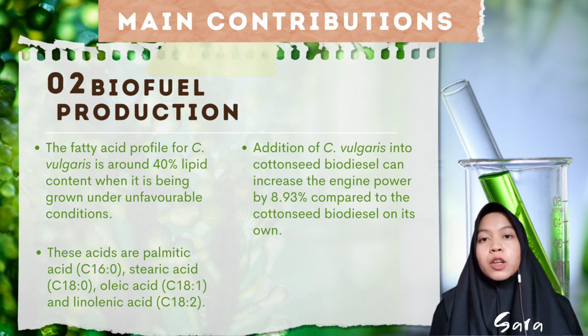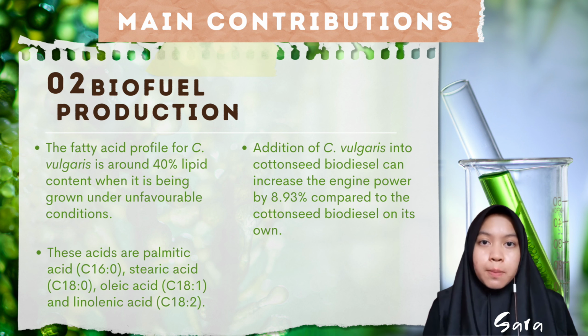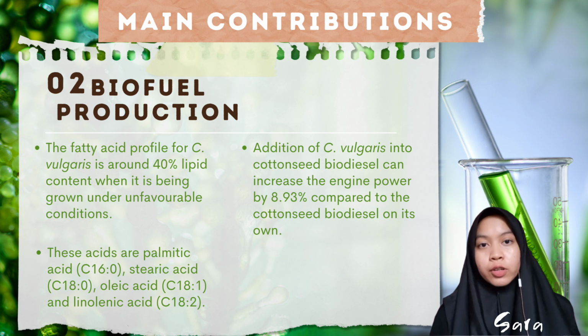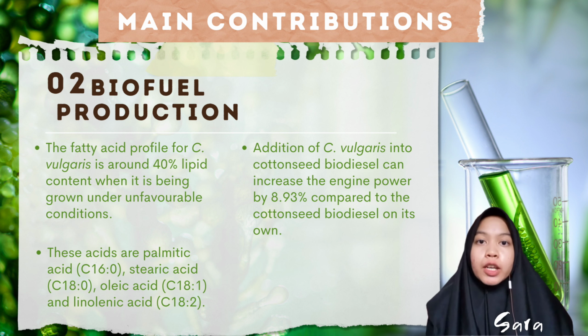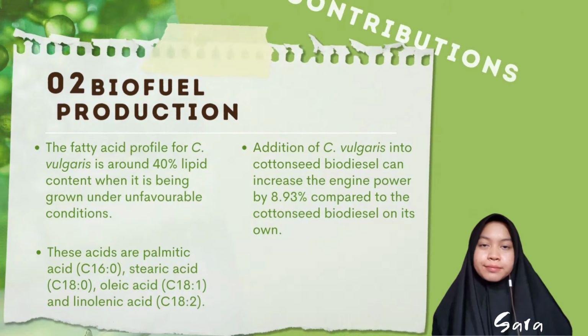A study was conducted in which a group of researchers used C. vulgaris as an addition to cottonseed biodiesel. Cottonseed biodiesel is produced from cottonseed oil by transesterification with methanol in the presence of sodium hydroxide. With this addition, the cottonseed biodiesel can increase engine power by up to 8.93% compared to cottonseed biodiesel on its own.